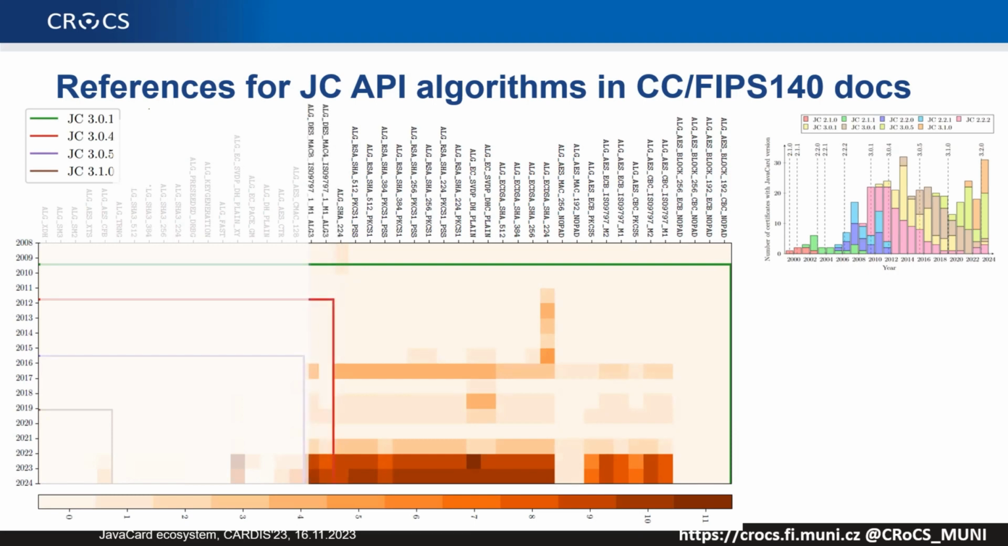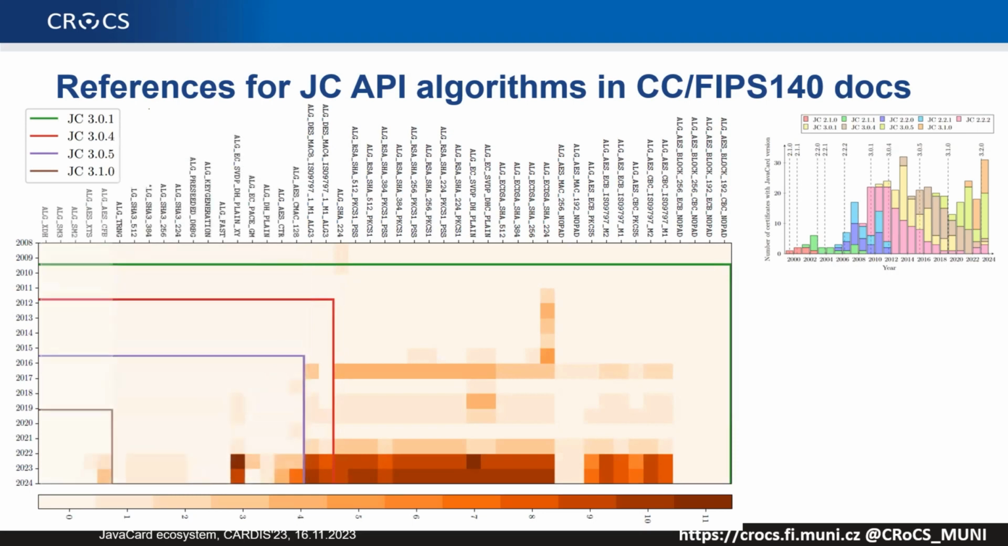We did that for various versions. You can see that this is 3.0, this is 3.0.4, this is 3.1.0. So how do you interpret this? First of all, you have these bands. These bands are telling you that in that particular year, more certificates were referencing a lot of these algorithms. And you can see that this is heating up.